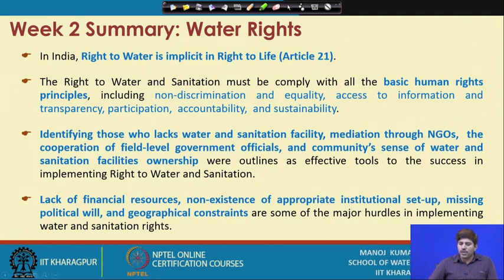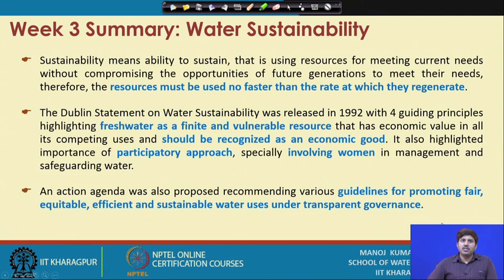So, this was all covered in week 2, while in week 3 the discussions were targeted towards water sustainability. Now, sustainability means ability to sustain, which means one utilizes resources in such a way that it does not make the future generation suffer. So, one utilizes resources for meeting the current need, but also ensures that future generations get sufficient resources to meet their needs, or almost equal resources to meet their needs.